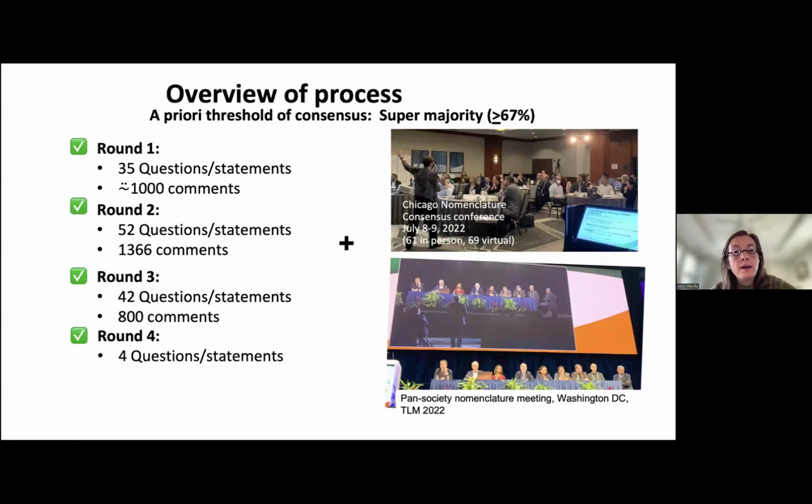So the overview of the process is the following. We decided a priori that there would be a supermajority to make an official change or recommendation. In the first round, we had 35 questions or statements with about 1,000 comments that we addressed, categorized, and then used to modify the second round, which ended in 52 questions, and following almost 1,400 comments, which we again categorized and then used to reformulate the next round. In between these two, we had in-person meetings.